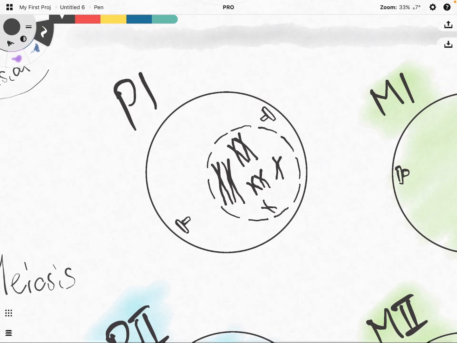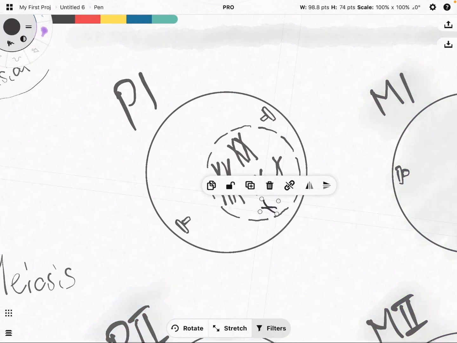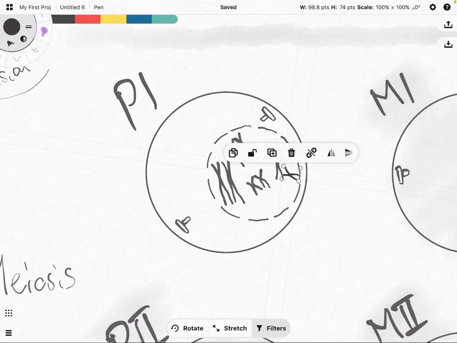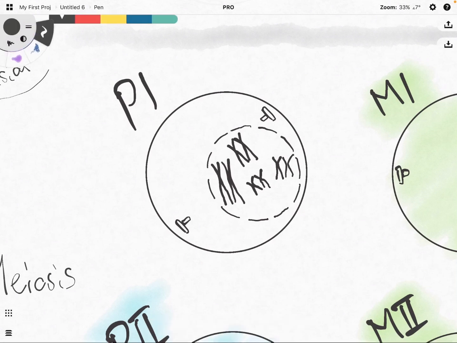The first difference is that the homologous chromosomes pair up during prophase 1. What do I mean by that? So if this is one chromosome here, it will find its homologous pair, and then it will pair up with its homologous pair. We call this pairing up process of homologous chromosomes synapsis. So synapsis is a process. Another way to say this is that synapsis occurs during prophase 1, where all the homologous chromosomes pair up.